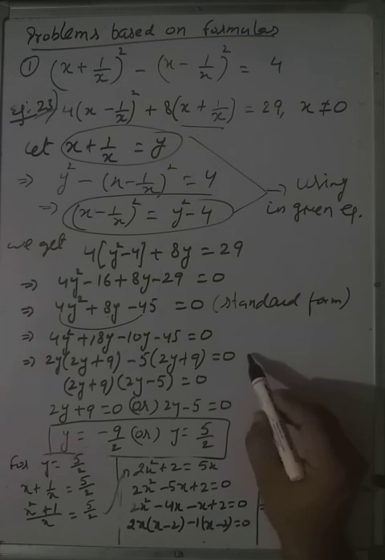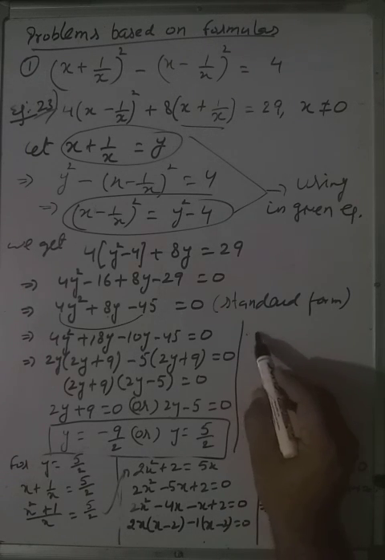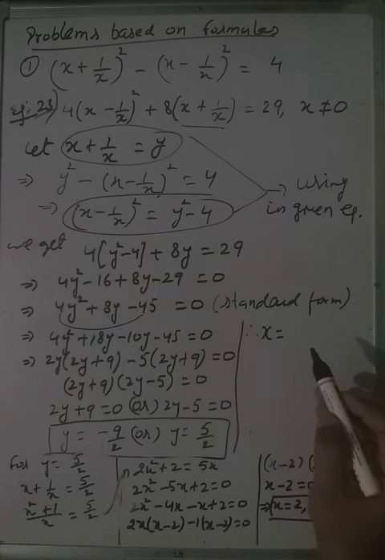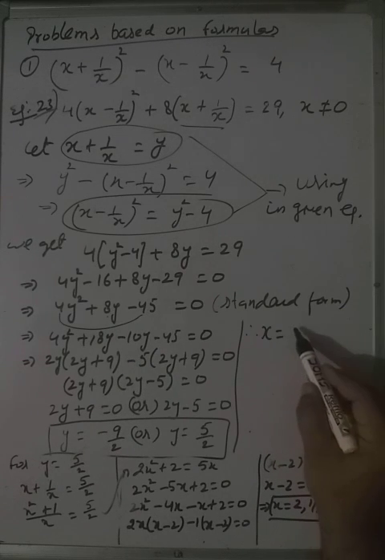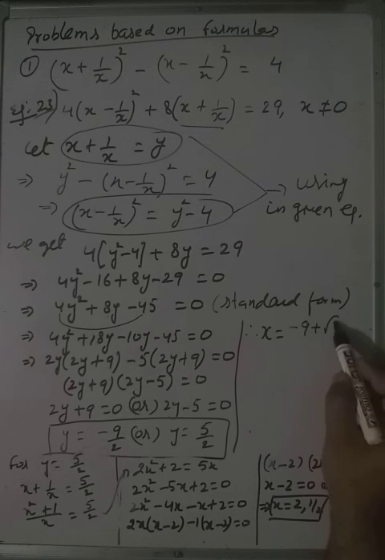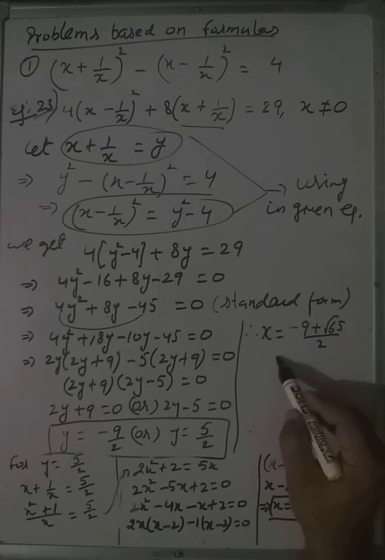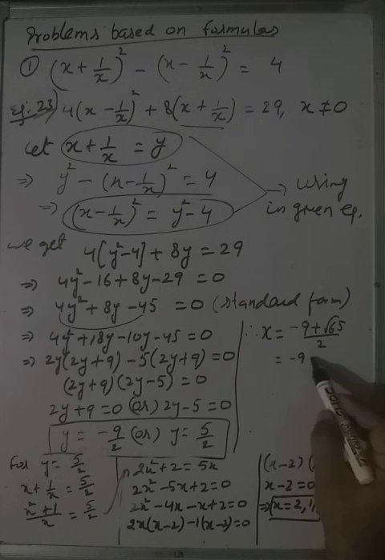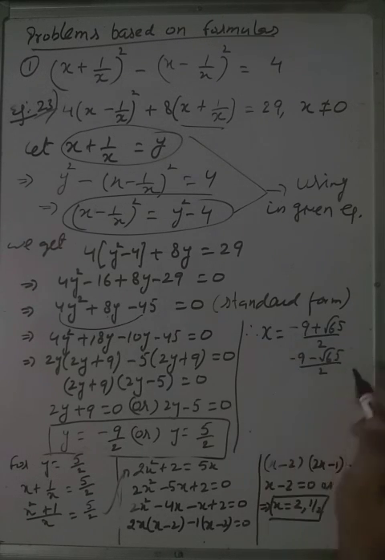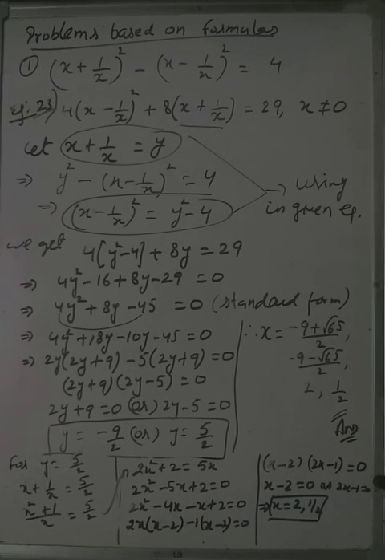So therefore we have got four values of x. First value is minus 9 plus root 65 over 4. Second value is minus 9 minus root 65 over 4. Third value is 2 and fourth value is 1 over 2. So these are the possible roots of the equation. Now you can try some of the remaining questions based on this part.